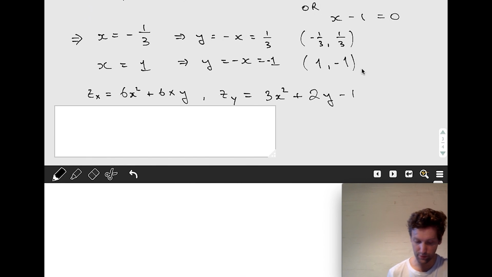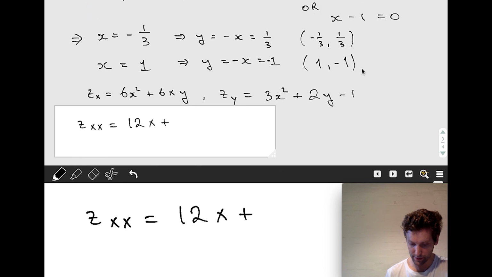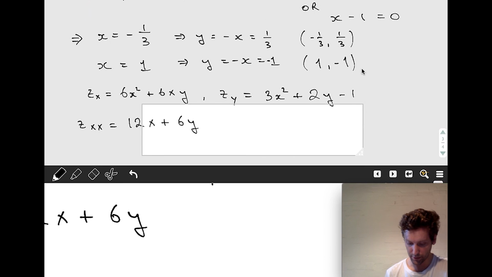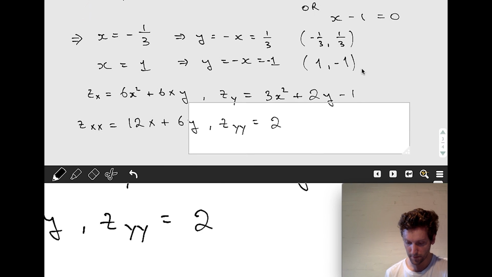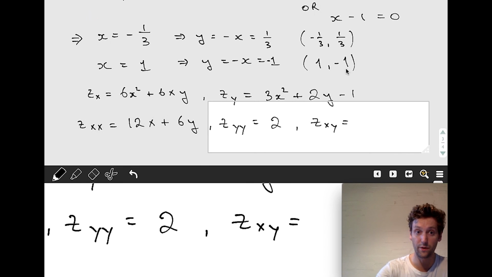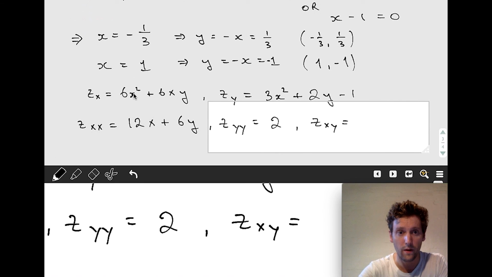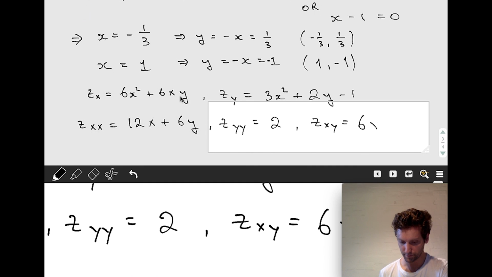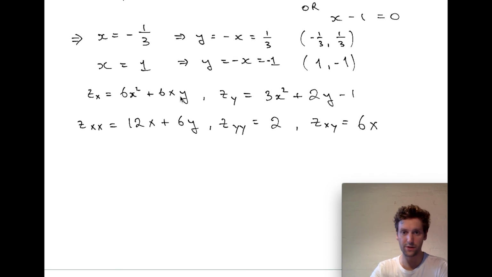So the second derivative with respect to x will be 12x plus 6y. The second derivative with respect to y will be 2. And the mixed derivative will be equal to, well, we can choose either the y derivative of this expression or the x derivative of this expression. It gives us the same thing by the mixed derivatives theorem. So if we take the y derivative of this expression, we get 6x. So those are our second derivatives.